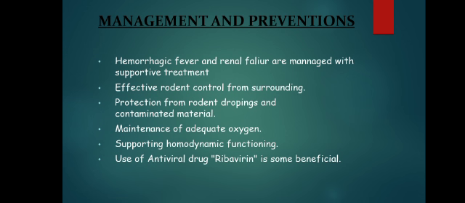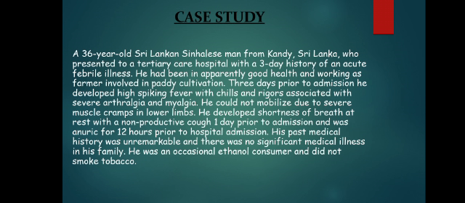Now, the management and prevention of this virus. Hemorrhagic fever and renal failure are managed with supportive treatment, effective rodent control in the surroundings, and protection from rodent droppings and contaminated material. This point is very important. The maintenance of adequate oxygen, supporting hemodynamic functioning, and the use of the antiviral drug ribavirin is somewhat beneficial in most of the cases. Now, moving forward to the case study.